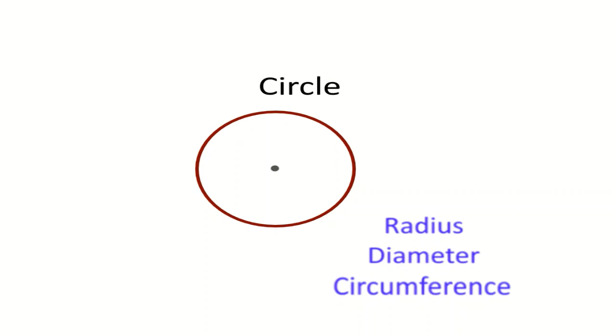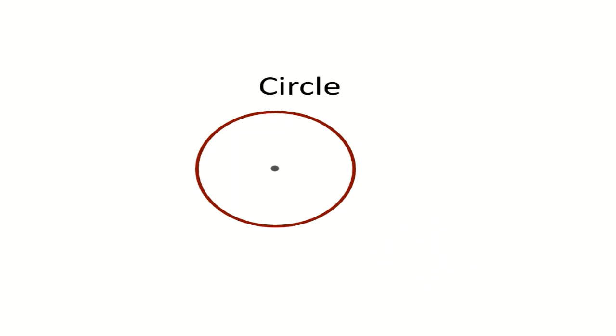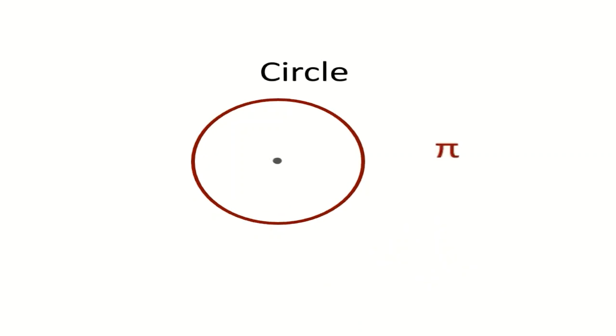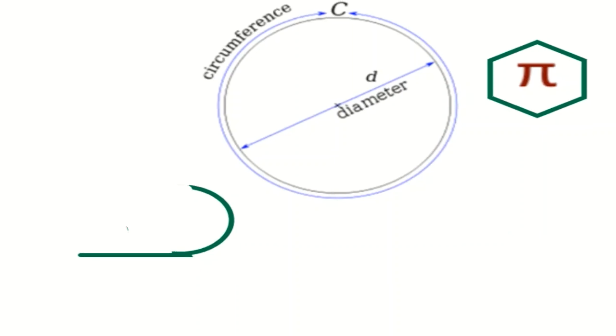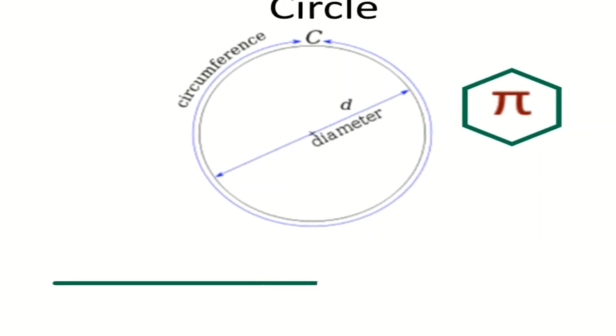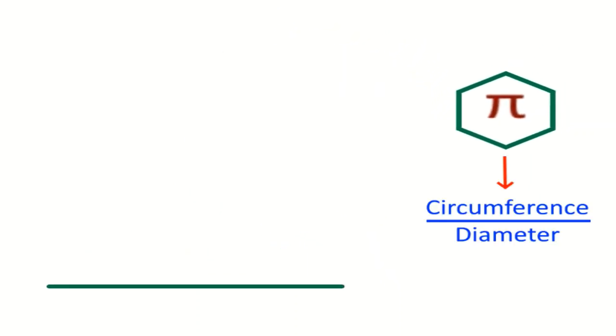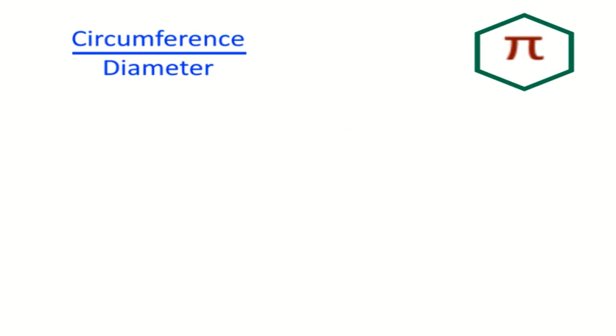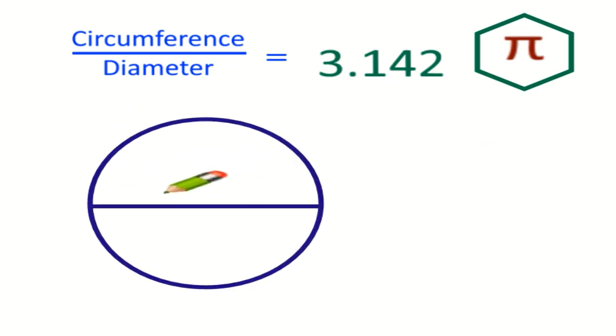And please note that the circumference is the perimeter of a circle or ellipse. Next we can look at an important element known as pi. Pi is the circumference of any circle divided by its diameter. Pi is a number and its approximate value is 3.142. When the circle becomes big, the diameter also grows accordingly, so the pi value remains constant.